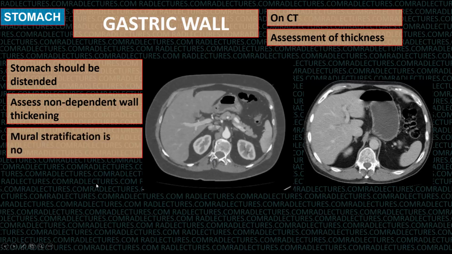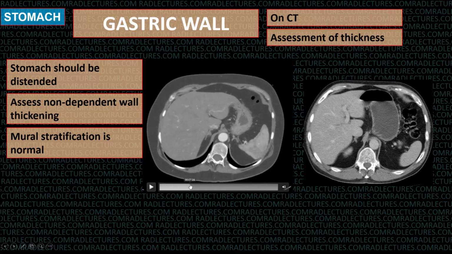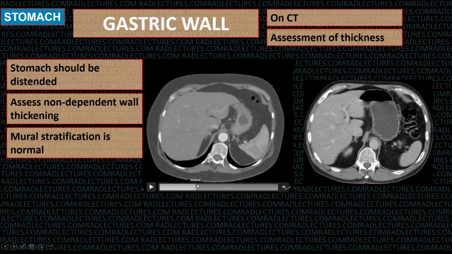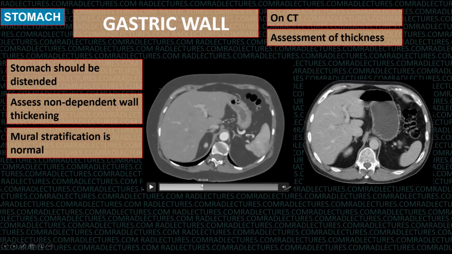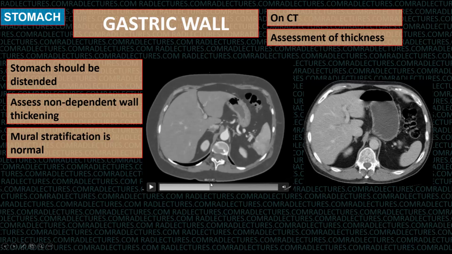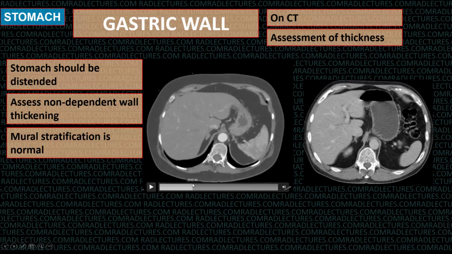The other thing about gastric wall thickening is that if you have given IV contrast, like in this case, in the early arterial phase, you will be able to see enhancement of the mucosa, and that is called mural stratification. You can see the layers of the gastric wall. Now, if you can see the layers of the gastric wall, that means that this is a normal gastric wall, not thickened gastric wall.